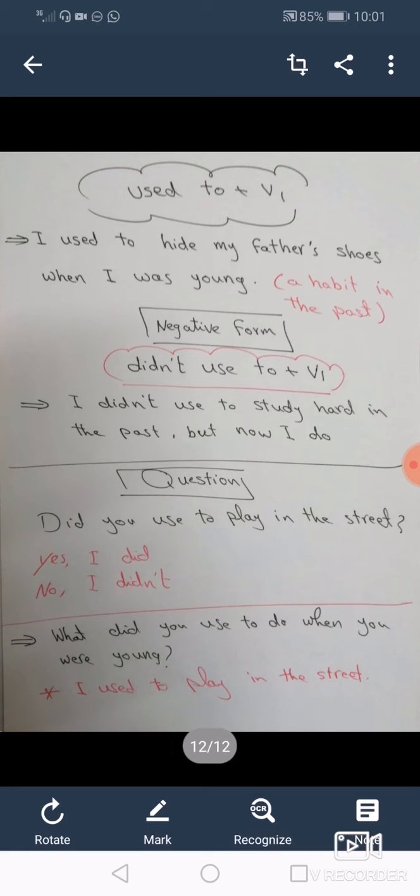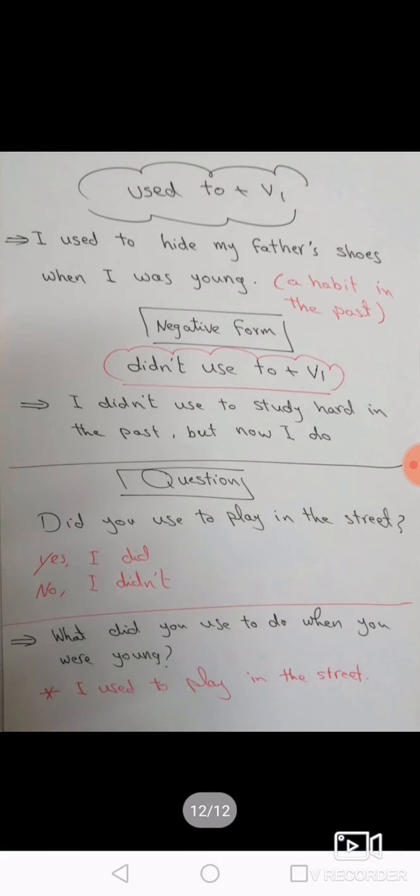Did you use to play in the street when you were young? Yes, I did, or no, I didn't. If you want to make a complete question, you can say, what did you use to do when you were young? You can say, I used to play in the street, I used to hide my father's shoes, and so on. This is the end of the second rule.